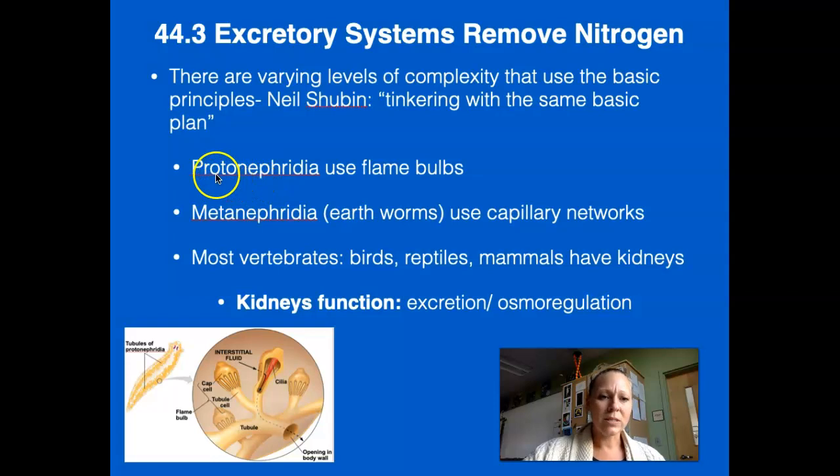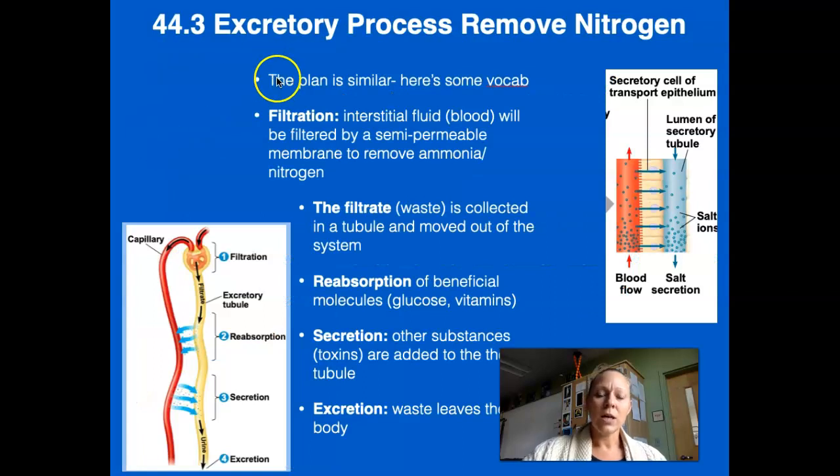One way we see it is in protonephridia. They use those flame bulbs, which is a very simplified method. Then the metanephridia, in earthworms, use capillary networks, slightly more complex. And most vertebrates, birds, reptiles, mammals, all have kidneys. Our kidneys work to produce excretion, but also osmoregulation, meaning they help us maintain our water so that we don't lose all of our water while trying to get rid of our salts and the ammonia. That is the way the kidneys work, this very basic plan.